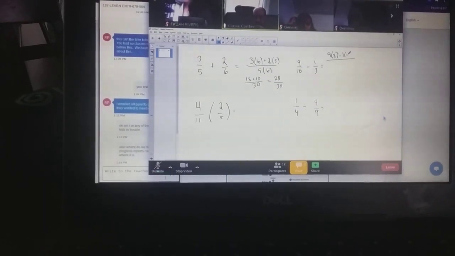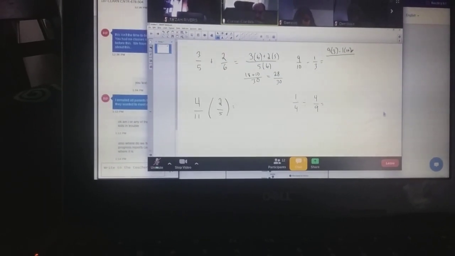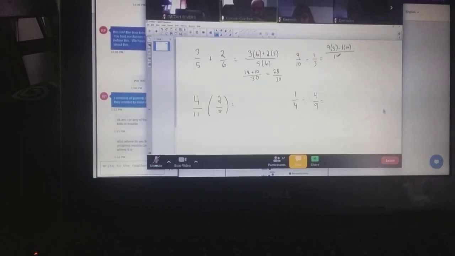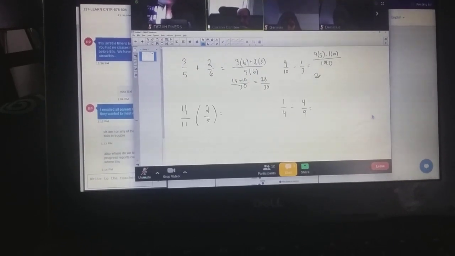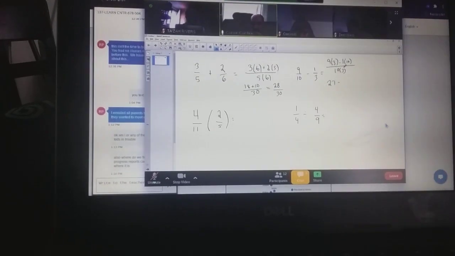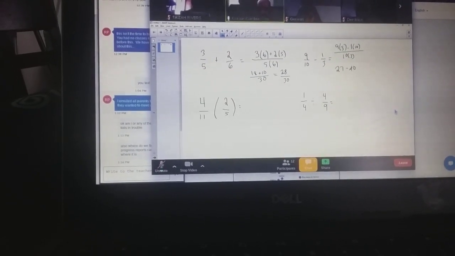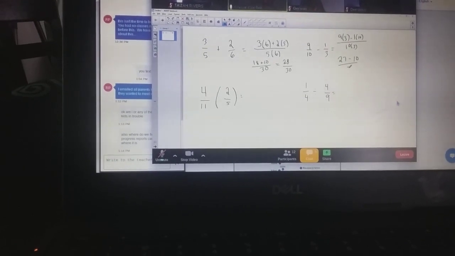times 9, all over 10 times 3. If you use your notes and your formula, you're going to have 27 minus 10 over 30, which is 17/30.